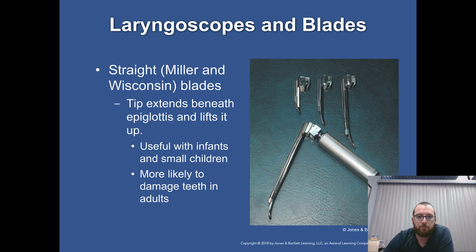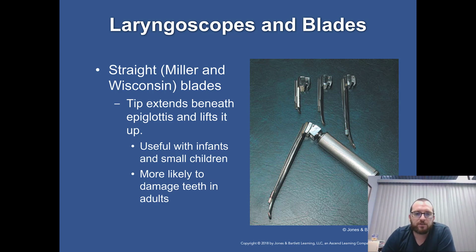All right, laryngoscope blades and handles. So again, straight blades are your Miller blades. I've literally never heard anybody say it's a Wisconsin blade. Miller blades are your straight blades. I remember the L in Miller is straight versus the C in Macintosh is going to be your curved blade.